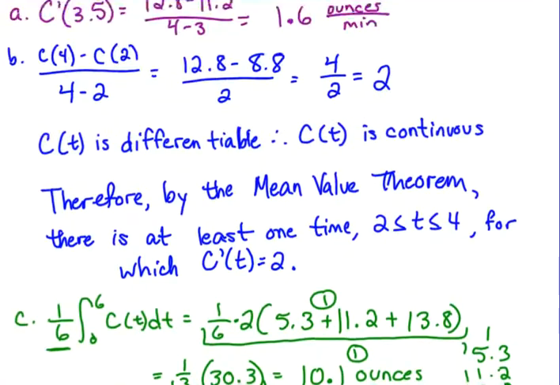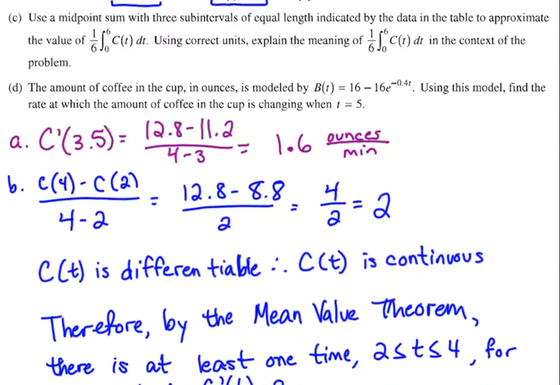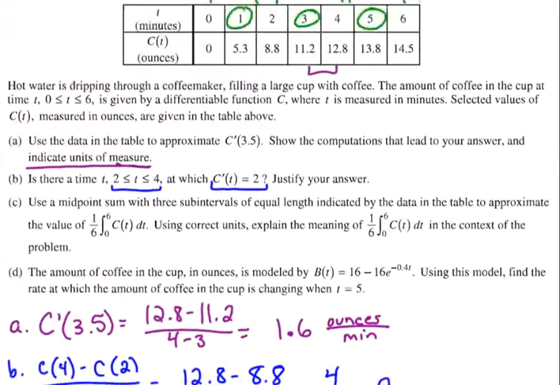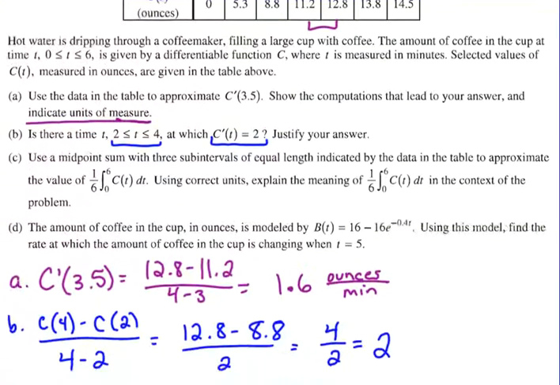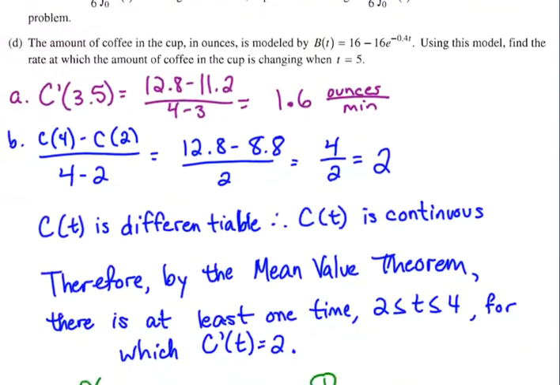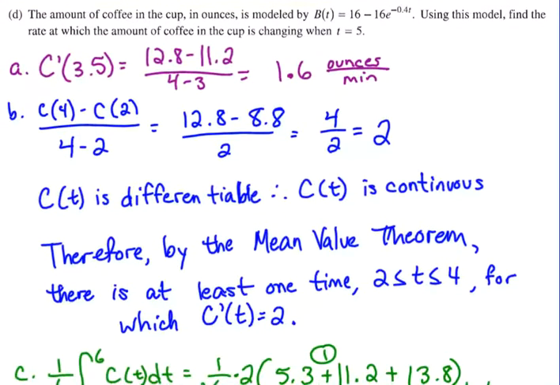Okay, last part. So we've got 2, 4, 7 points so far. That means we've got 2 points left for this last part. The amount of coffee in the cup in ounces is modeled by B of t equal to that function. Using this model, find the rate at which the amount of coffee in the cup is changing when t equals 5. Oh, okay. So we had the table up here at the top. Now they're giving us an actual function for the amount of coffee in the cup.